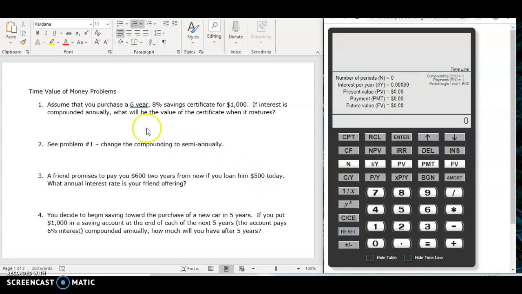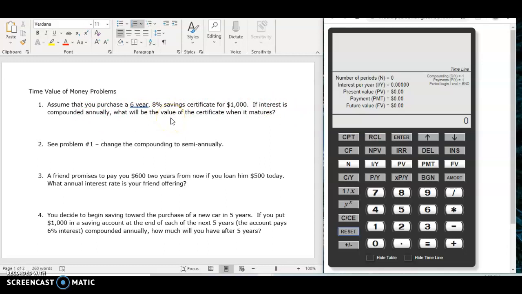So our first problem over here to the left says that assume that you purchase a 6-year, 8% savings certificate for $1,000. If interest is compounded annually, what will be the value of the certificate when it matures? So we have to figure out, what is it asking us for? Well, it's telling us that we're going to purchase a savings certificate that's going to cost $1,000. We're going to let it sit for 6 years and accumulate 8% interest annually. So if it's compounded, what is going to be the value at the end of that period?